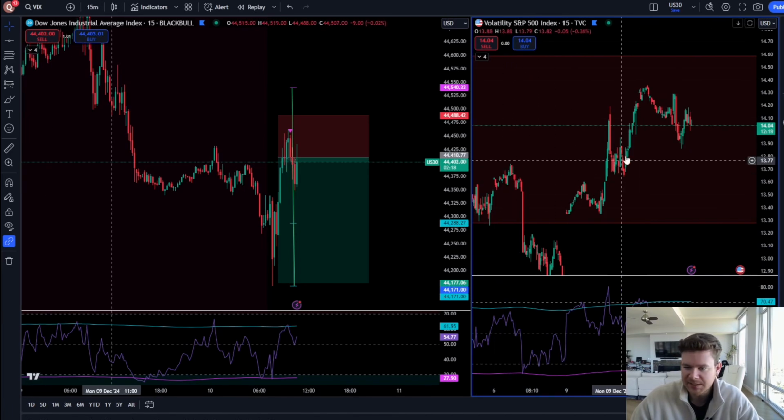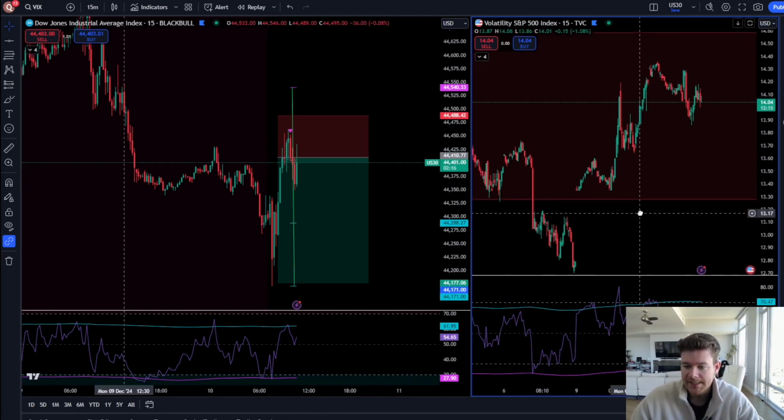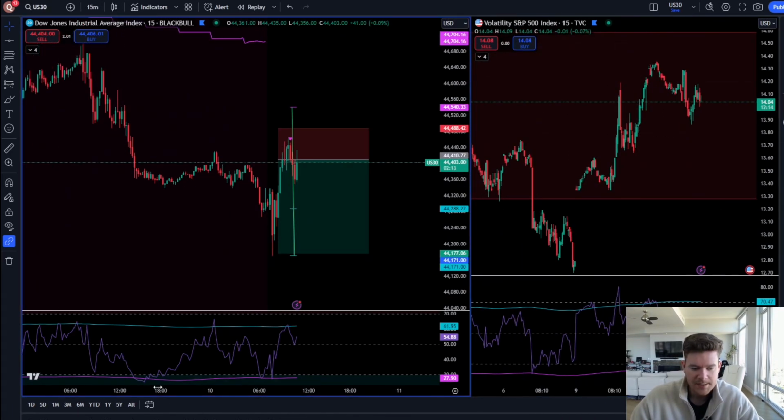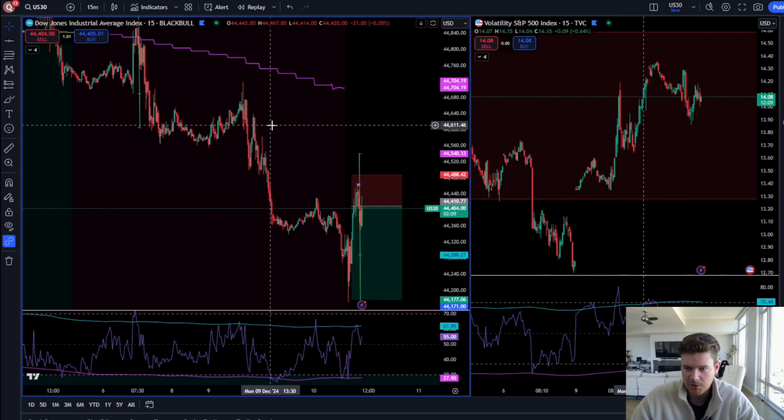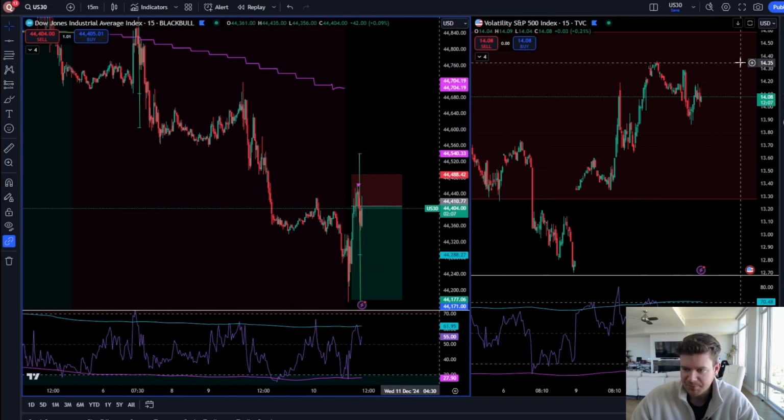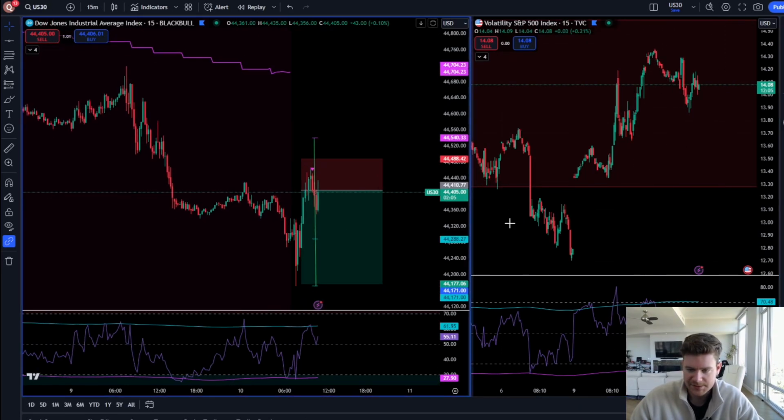So automatically we can see right here that the volatility is in a pretty solid uptrend. And because of that, price has been going down. We can see price has been going down all the way since here because of this spike in the volatility and just the overall uptrend.